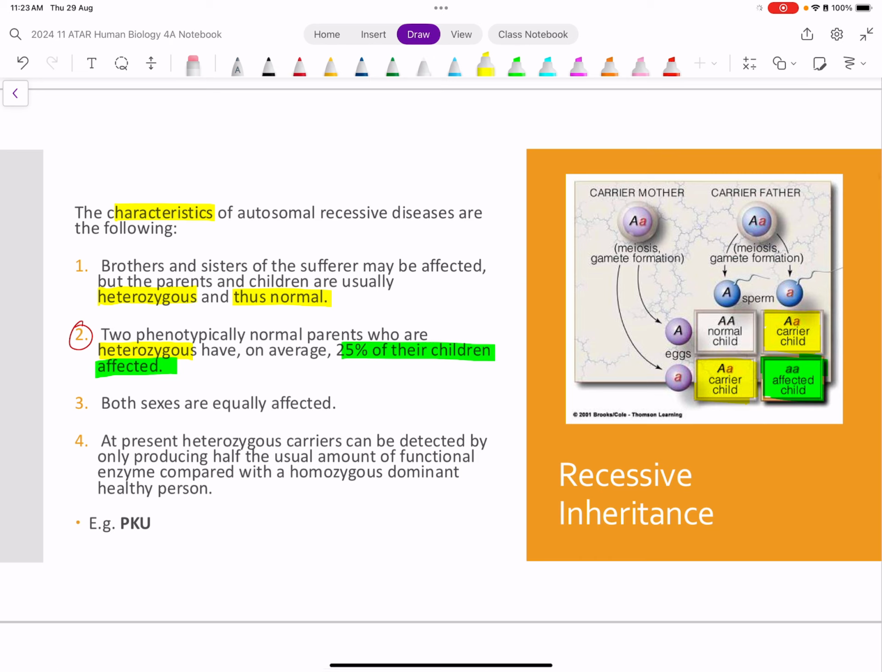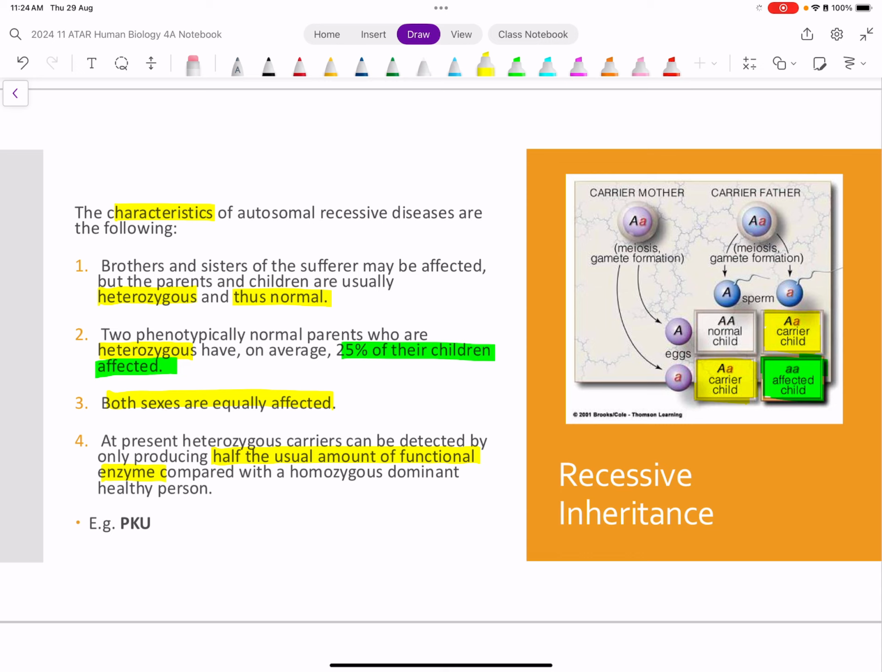Something important to point out with all autosomal conditions is that both sexes are affected equally. One is not more affected than the other. Both have equal chance or equal likelihood of being affected. Now, our 4th point here, when we look at heterozygous carriers, we can detect them because they produce only half the usual amount of functional enzyme compared to someone who is, say, homozygous dominant.